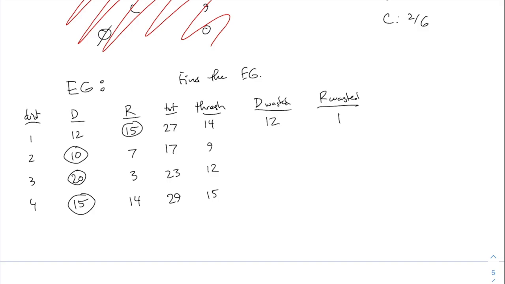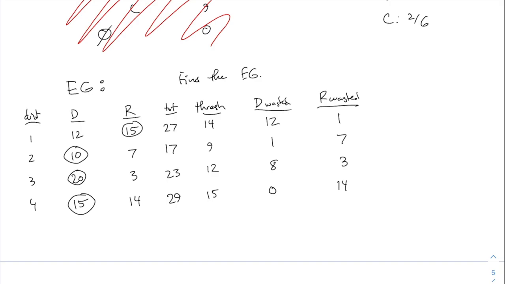All right, the second line, the D's won with 10. That's one more than the threshold, so the D's wasted one. And then the R's lost with 7, so the R's wasted 7. And in the third line, the D's won with 20, which is 8 above the threshold, so the D's wasted 8, the R's wasted 3. And then in the last line, the D's got 15, which equals the threshold exactly. That's 0 wasted, and the R's got 14, which are all wasted.